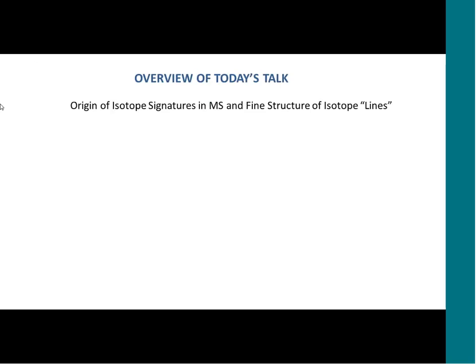Here's a brief overview of today's talk. We'll talk about the origin of isotope signatures in mass spectrometry and the fine structure that one can observe in isotope lines, in quotes, because they're really profiles if you acquire your data in that fashion, and that's what you would do to carry out the kind of experiments I'll describe today. We'll talk on a brief historical perspective. Who really discovered isotopes? It's a pretty interesting story, and it is filled with a little bit of controversy and a little bit of acrimony.